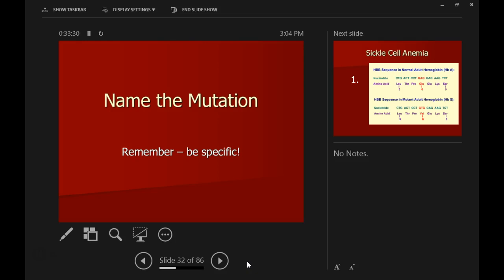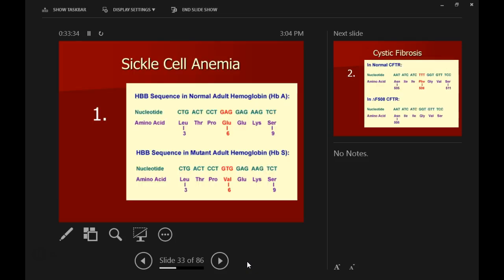So let's begin with our first one. We've talked a lot about sickle cell. So here is the normal sequence, and here is our mutant sequence. What I want you to do is classify, identify the type of mutation this is.